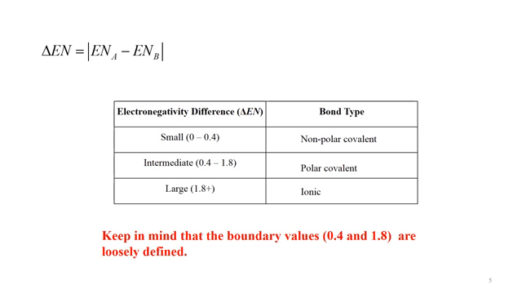In an ionic bond, one atom gives up electrons and another atom takes electrons instead of sharing. It makes sense because the large difference indicates that one atom loves electrons and the other one doesn't at all. They might as well give and take, with no need to share. Keep in mind that the boundary values 0.4 and 1.8 are both loosely defined numbers.